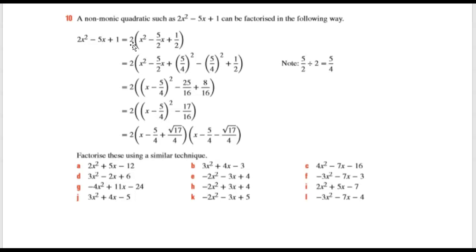Okay, so if we were to expand this, 2 times x squared is 2x squared. 2 times -5 on 2 is -5. 2 times a half is 1. Okay, so we're just taking out that 2.